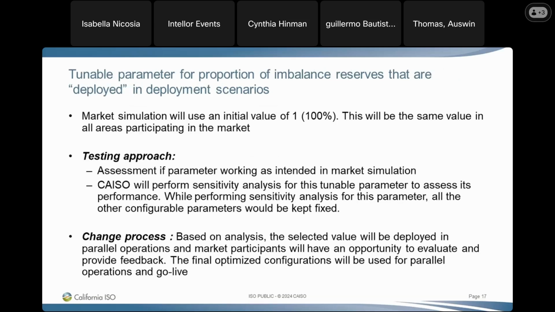Going to the next slide, the second tunable parameter is the proportion of imbalance reserves that are deployed in the deployment scenarios. To begin with, the parameter will be currently set to 1. That means all the IR awards are expected to be deliverable. Sensitivity analysis will be performed to assess the market performance impacts of varying this parameter. So varying this parameter will mean that we can change the value to 50 or 75. This will depend on the proportion of the imbalance reserves that are deployed. The final optimized configuration after participant feedback will be used in the parallel operations, as said earlier.